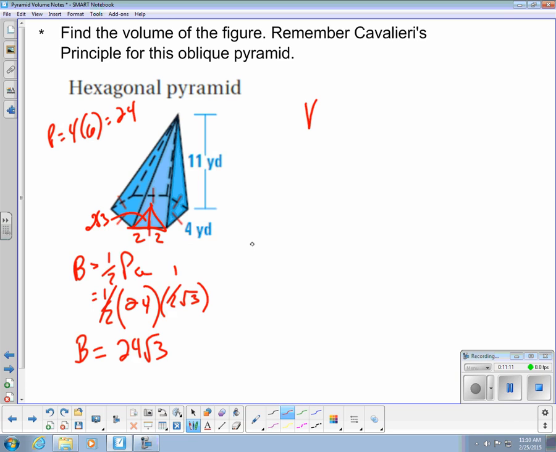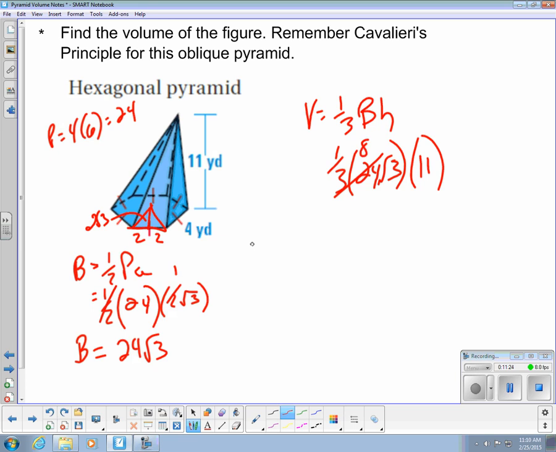So volume is equal to 1/3 big BH. 1/3 24 square root of 3 times my height. This number on the outside is the height. And so 1/3 of 24 is 8. So we end up with 88 square root of 3. And of course, this is going to be yards cubed as my volume.